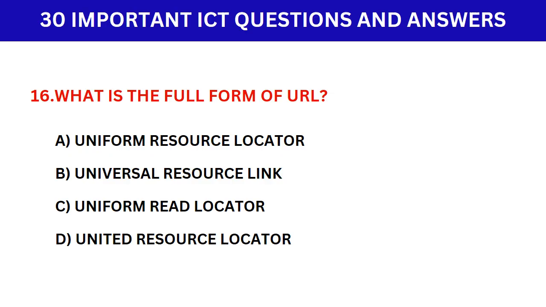Question number 16. What is the full form of URL? Option A, Uniform Resource Locator. Option B, Universal Resource Link. Option C, Uniform Read Locator. Option D, United Resource Locator. The right answer is option A, Uniform Resource Locator. URL is the address of a website on the internet.